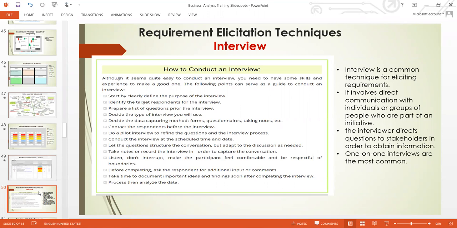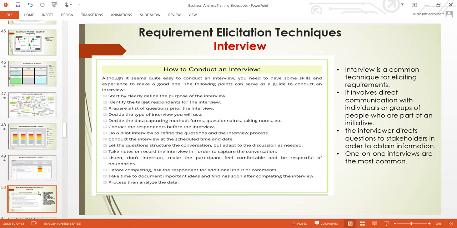Then prepare a list of questions prior to the interview. Your questions should come in three parts. The first part of your questions should be to understand the aims and objectives of the project, to understand the problem statement. What are the problems the company is facing? Because as a business analyst, you're here to solve problems. So you must understand the problem the organization is facing. And then, what do they intend to achieve? That is the objective.